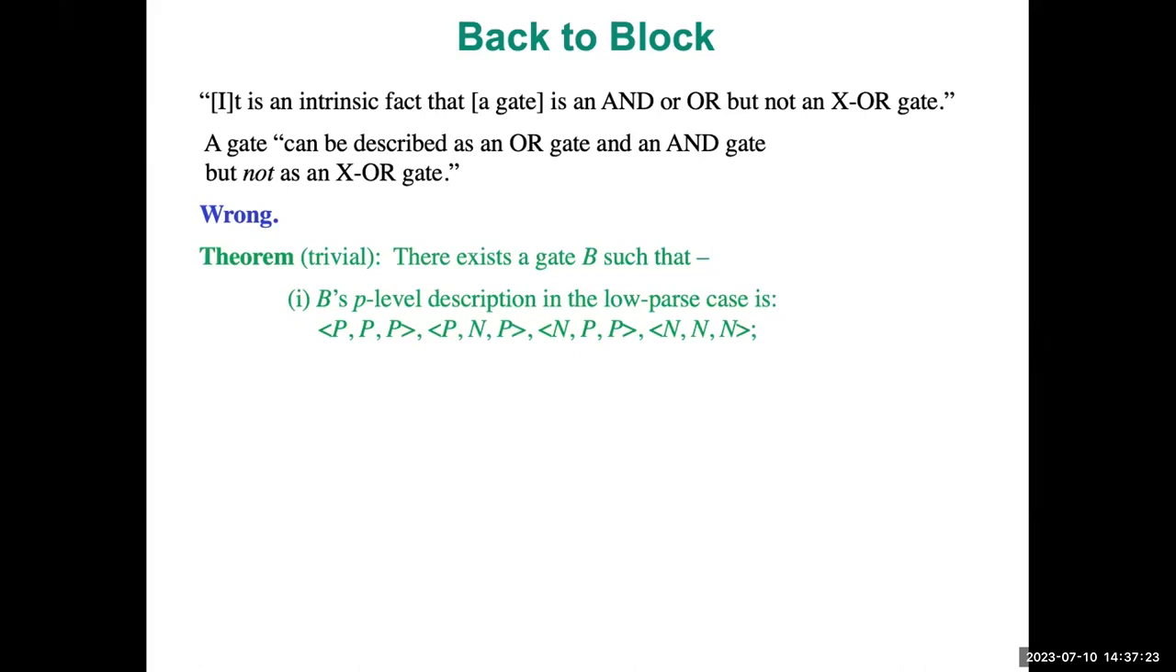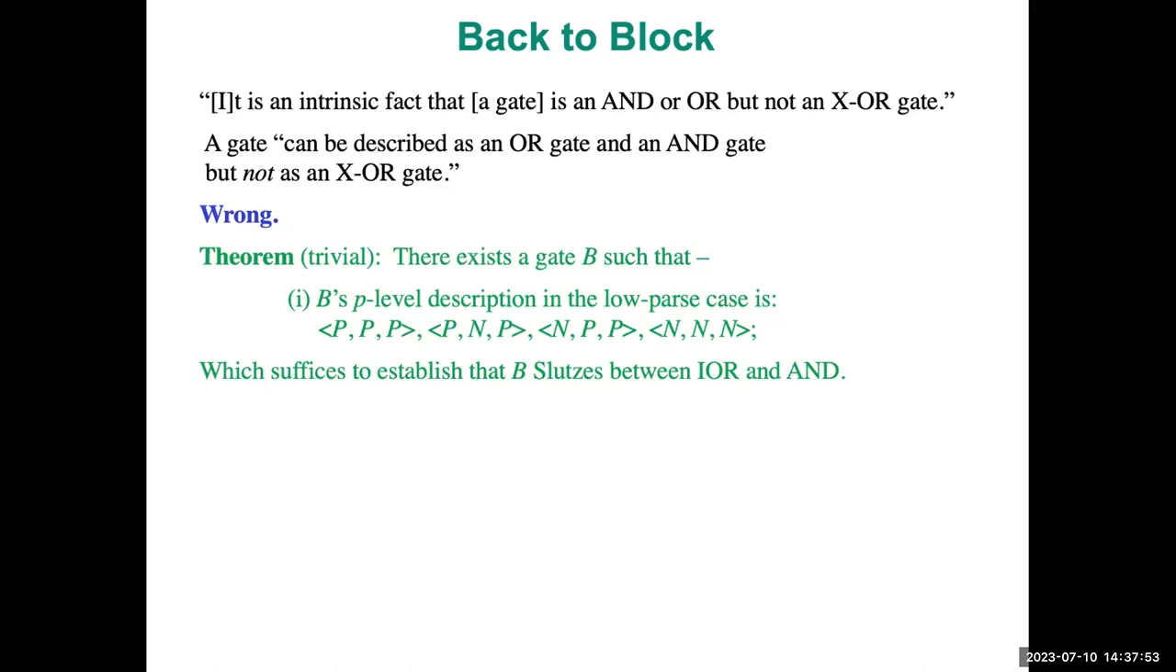What I'm doing here is compressing down into a single line those pulse tables that I was showing you earlier. I'm just using ordered triples instead of writing the thing out more like a truth table. So that's B's P-level description in the low-pass case. And that suffices to establish that B slusses between inclusive disjunction and AND.